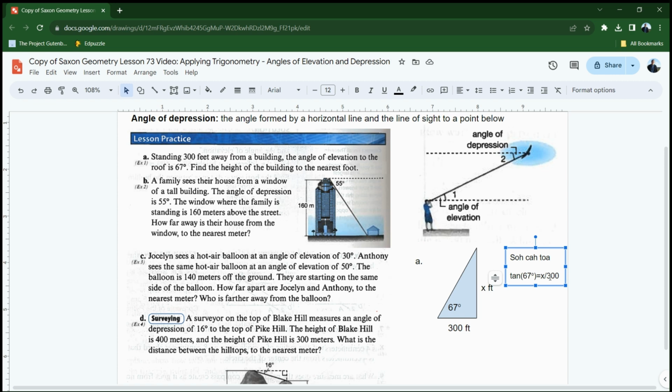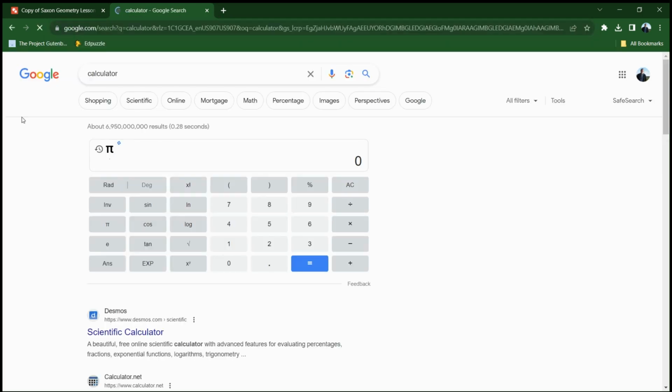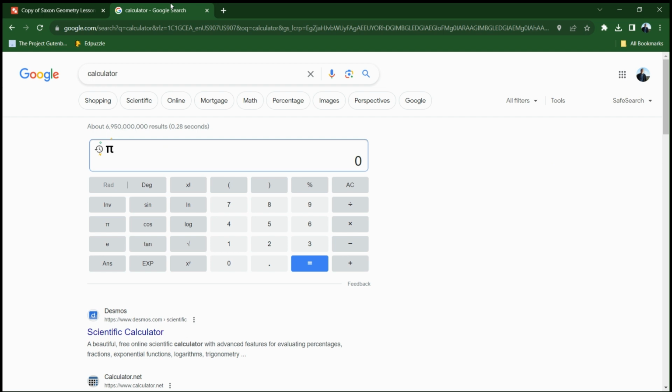How do I get x on a side by itself? I need to multiply both sides by 300. It's going to be 300 times whatever the tangent of 67 is. So I'm going to take a calculator. I'm going to note that my calculator needs to be in degree mode, not radian mode. And then I'm just going to do the multiplication. So it's going to be 300 times the tangent of 67 to get x on a side by itself.